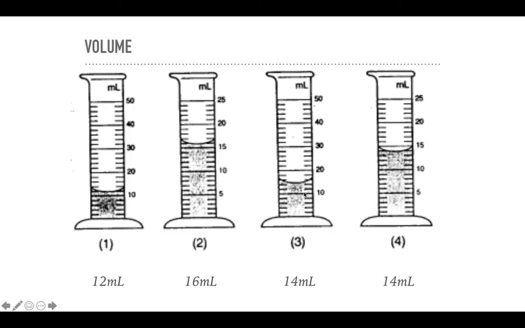The next one is the same graduated cylinder as in cylinder 1, so each one of these is worth 2. Let's check to make sure. 10, 12, 14, 16, 18, 20. So this would be 10, 12. The bottom falls right here at 14 milliliters. And number 4 is the same as number 2. Each one of these is 1. Let's check to make sure. 10, 11, 12, 13, 14, 15. The bottom falls right here at 14 milliliters.